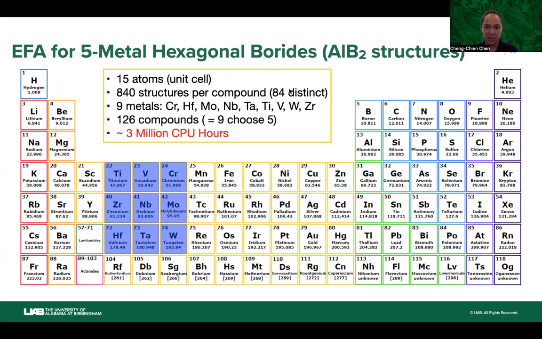So for a given chemical composition, we compute the enthalpy for each of the 84 structures. In total, we have 126 compounds to consider, and we utilized about 3 million CPU hours on a state supercomputer to carry out the test.